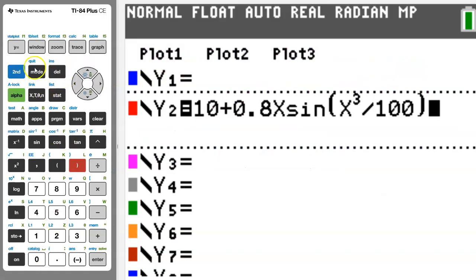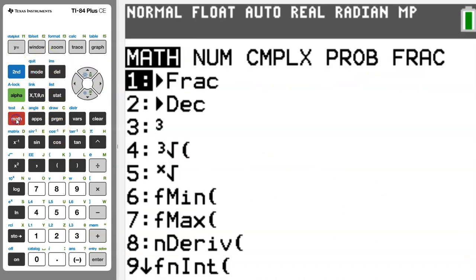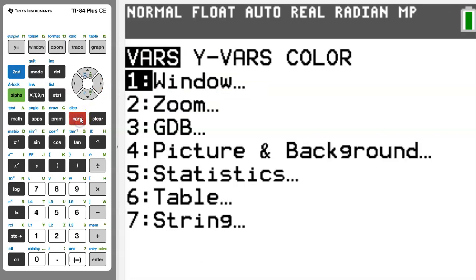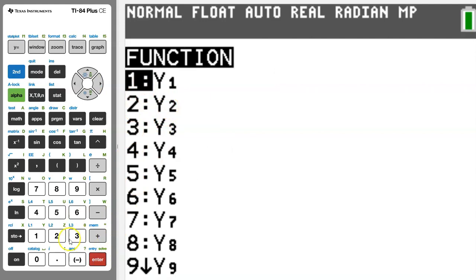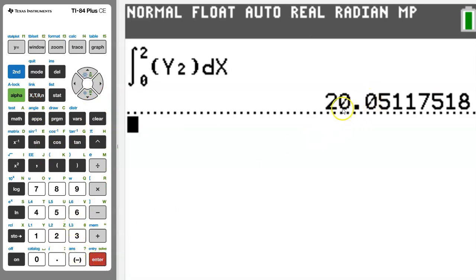Back to the calculator. Let's quit our way out of here. And to integrate, you hit math, and then you choose option number 9. We are integrating from 0 to 2. And we want to integrate f of t, which we just put into y2. To access y2, hit the vars button, switch over to the y vars menu, hit enter for option number 1, and choose y2. And don't forget the dx.